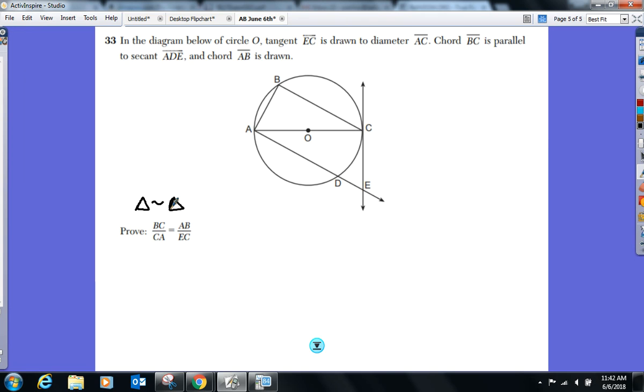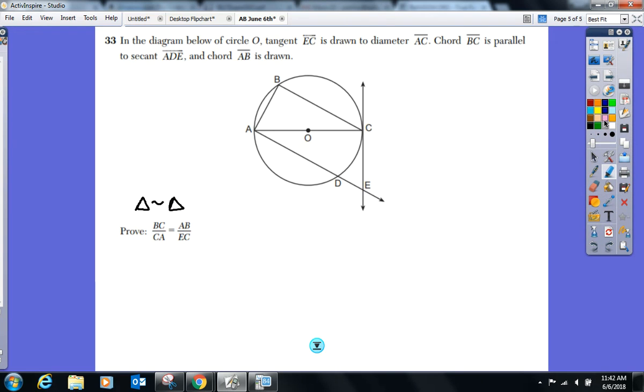Congruent. Similar. Now I'm rattled. Back there, I'm rattled. I'm surprised it wasn't, didn't you mean similar? Yes, I did. Yes, I did mean similar.